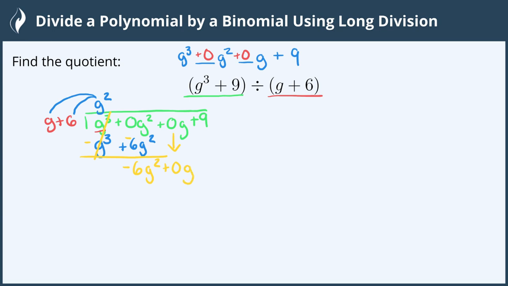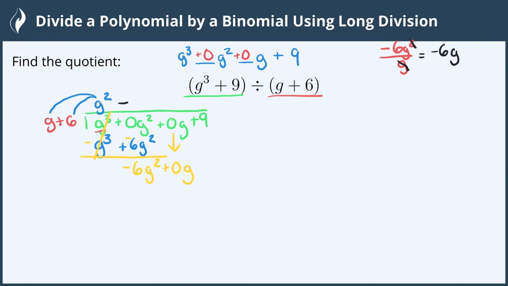Now we divide again, so we look for g going into negative 6g squared. In fact, I'm going to do a little bit of scratch work off to the side, just so we can see why it's the answer. We have negative 6g squared, and we're dividing it by g. Because we have 2 g's on top and 1 on the bottom, one of the g's will cancel, and we're left with negative 6g. So that's what we're doing to find the answer to go above the division sign here.